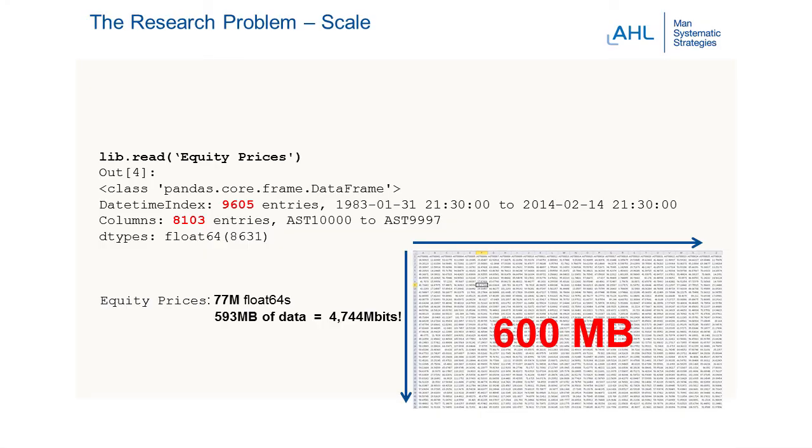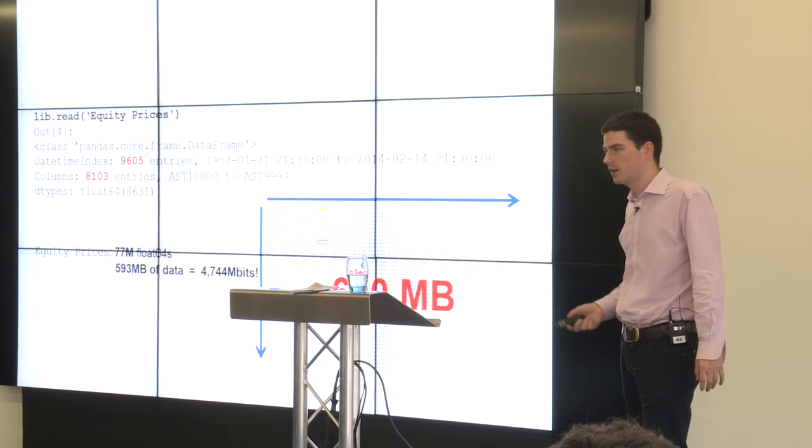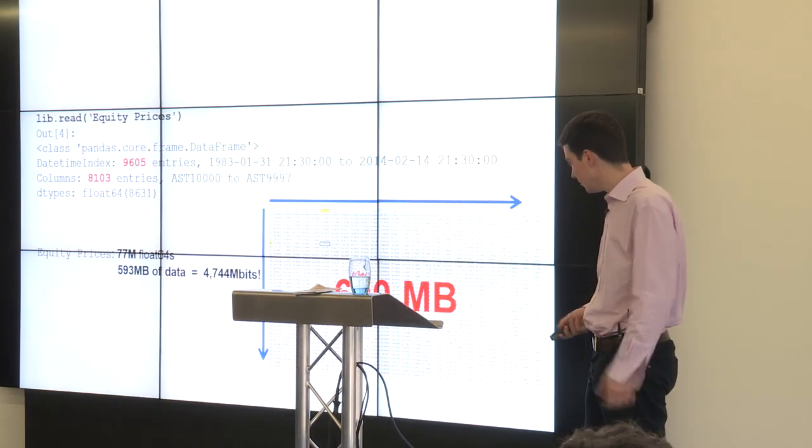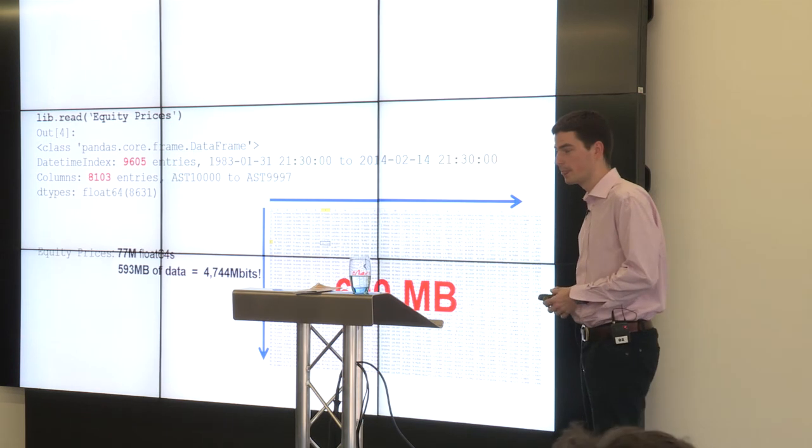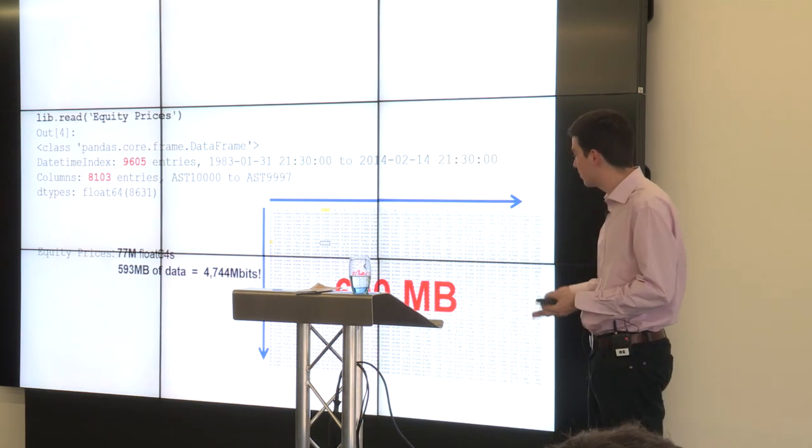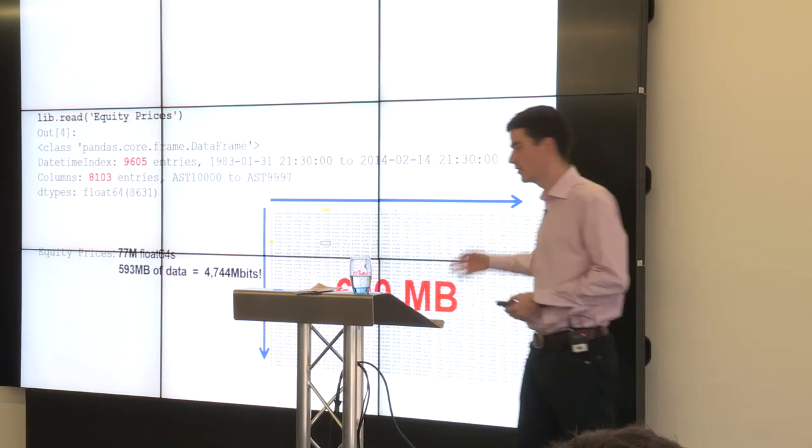So this is an example of a real piece of data that I pulled back, some sort of US equities price data, going across 9,600 of them. It's 8,000 long. They've got some silly symbology there. And it's essentially 10,000 by 10,000 8-byte floats. Now this is 600 megabytes of data. And if you're going to transfer that across the network, that's 5 gigabits.